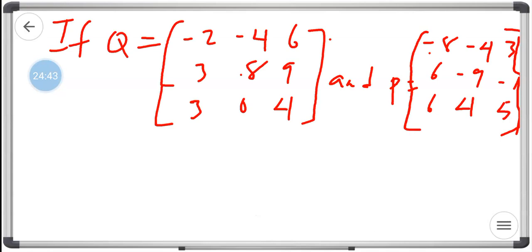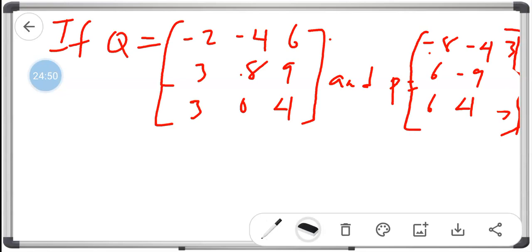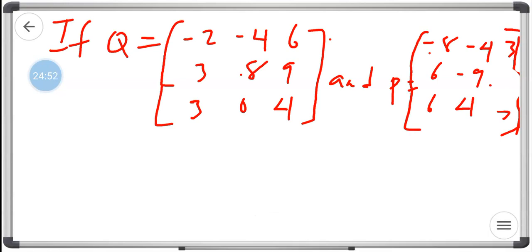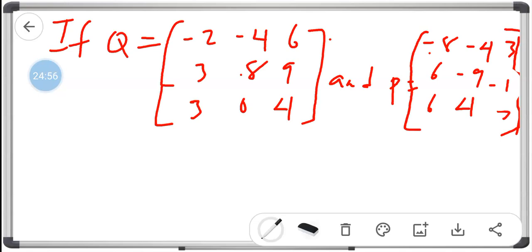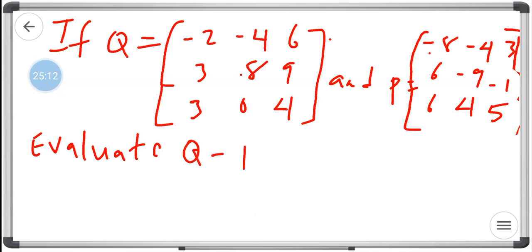Now we have that. We have minus 1 here, minus 1 here, minus 1. And we have here to be 5. So we are told to evaluate Q minus P.